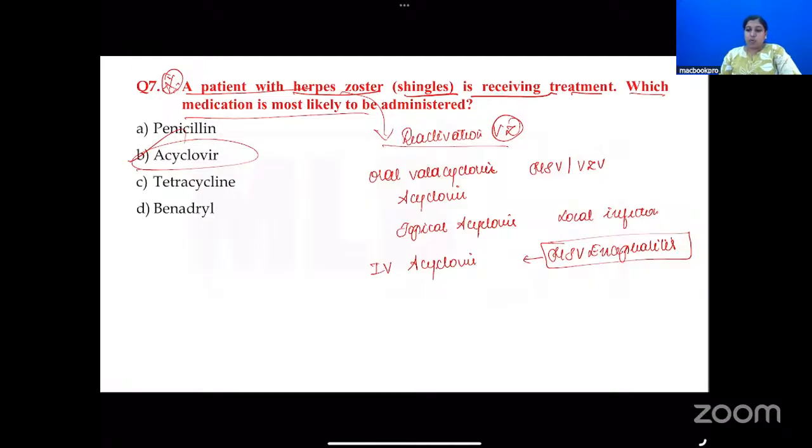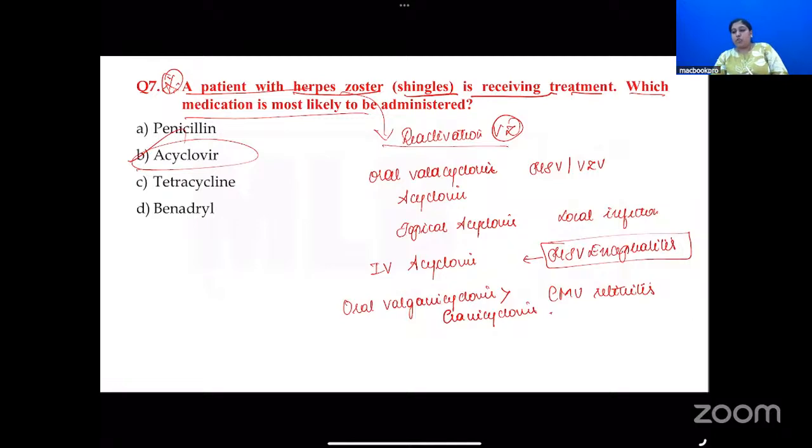Right? And the most important drug, we also have cytomegalovirus retinitis. In that case, we have two drugs, that is your oral valganciclovir and ganciclovir, right? So these drugs are used in cytomegalovirus retinitis. So this is very, very important to note.